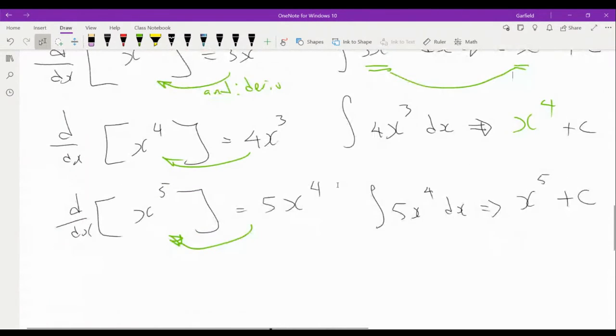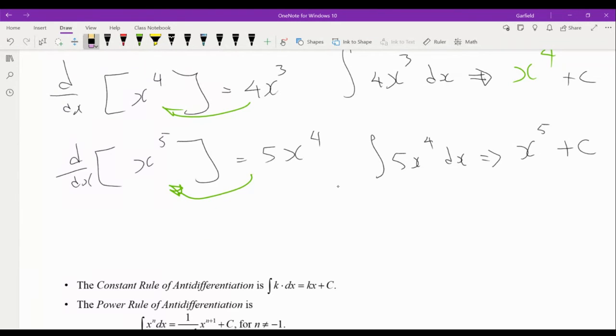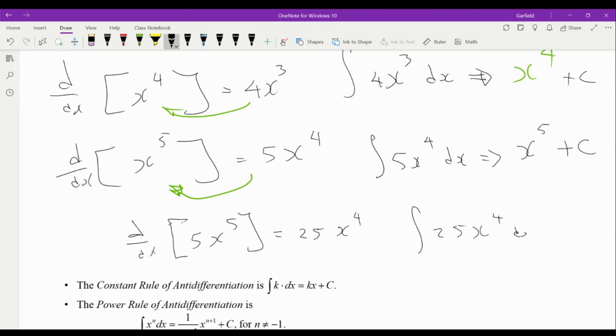It's only because there was nothing in front. Because let's say then we have d by dx of 5x to the fifth. You agree that would be 25x to the fourth, right? All right, so the integral of 25x to the fourth dx would be equal to 5x to the fifth plus c. So you see, we're really not just replacing the exponent with a coefficient.